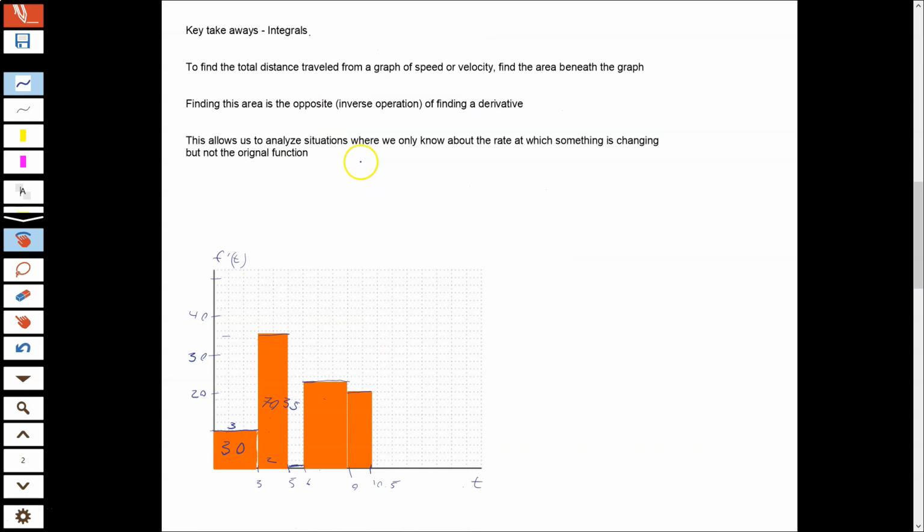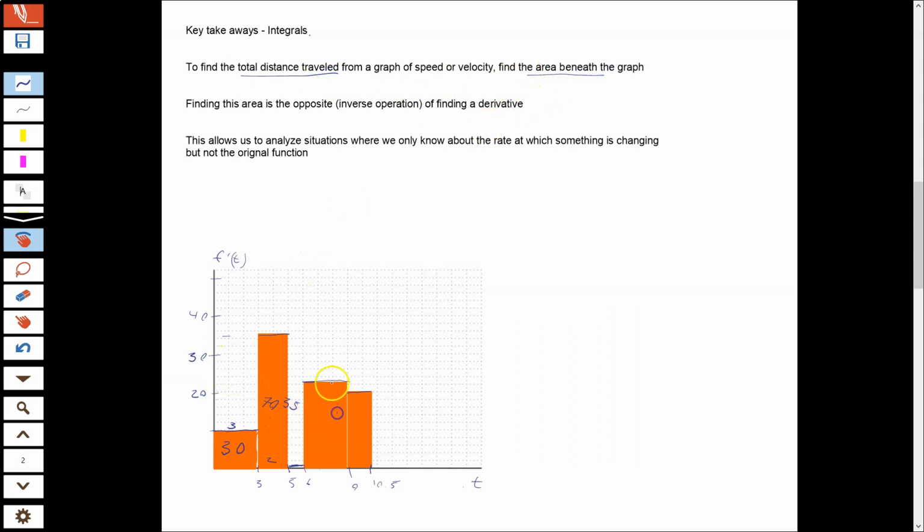Okay, key takeaways, capture these in your notes. We're going to develop these throughout this entire unit. So for now, just capture them. So first key takeaway is that if we have a graph of speed or velocity, to find the total distance traveled, that's represented as the area beneath the graph.